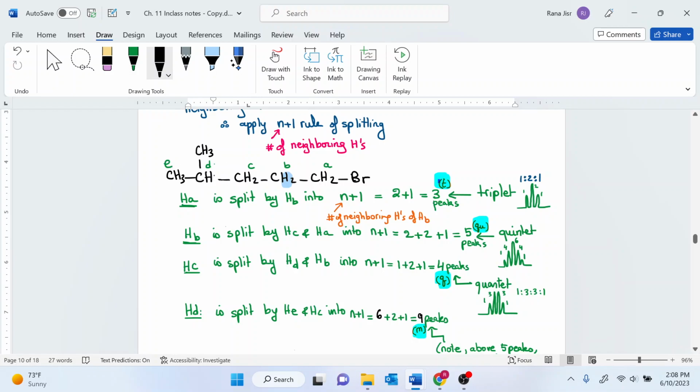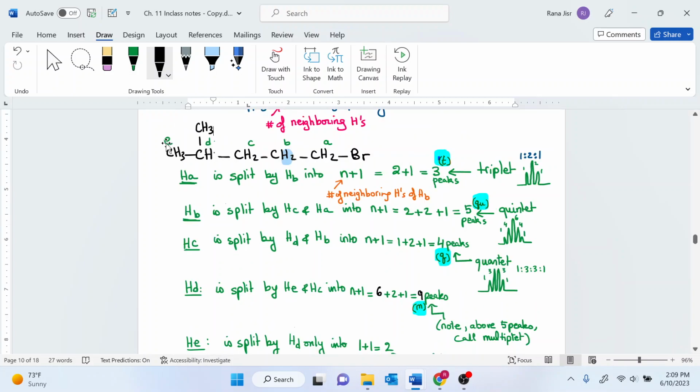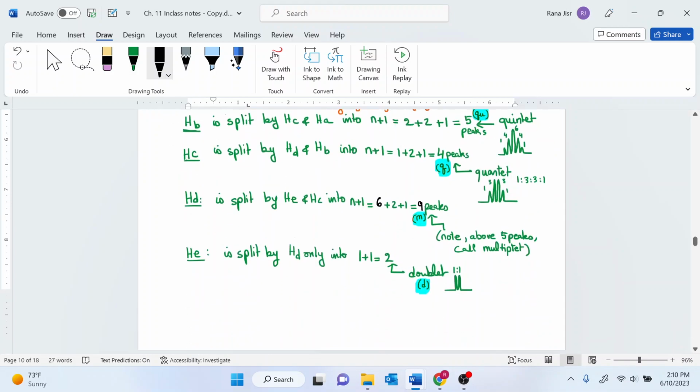It's connected to 3 here, 3 there. Even though these 2 are the same, it doesn't matter. You have to consider them all because all of these hydrogens are spinning. So it's connected to 6 hydrogens on this side, 2 hydrogens on the other side, and you have to add plus 1, so it's going to be 9 peaks. More than 5 peaks, just go ahead and call this a multiplet. And then hydrogen E is connected to just 1 hydrogen plus 1, so this is going to be a doublet. So the splitting pattern will give me information about the neighboring hydrogens and how many hydrogens they have.